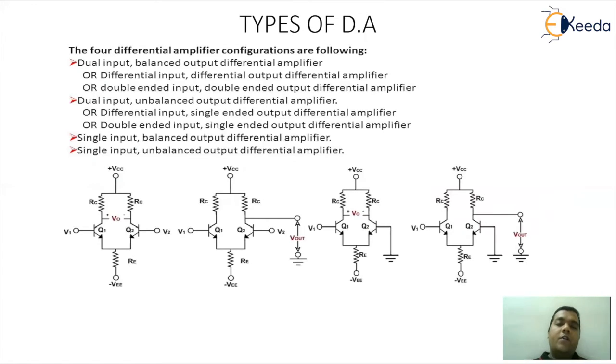Now, if I try to understand, there are actually 4 types of differential amplifier. So how do we get 4 different types of amplifier?